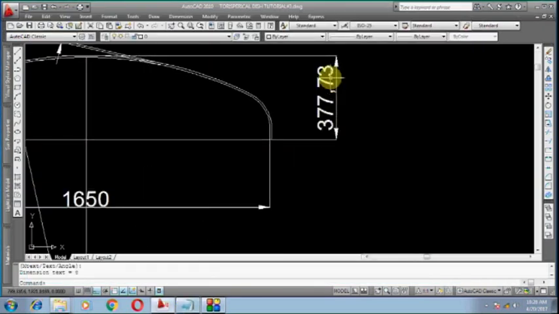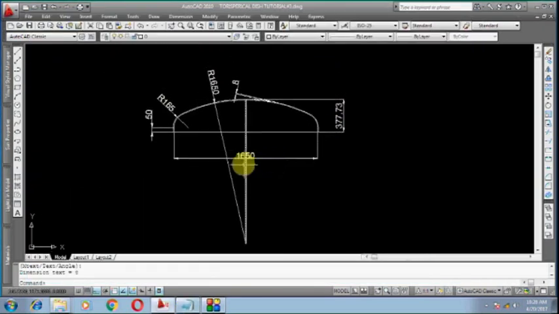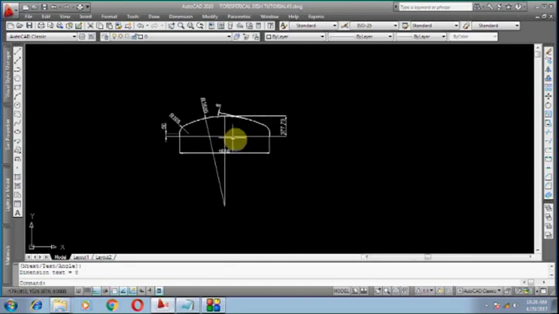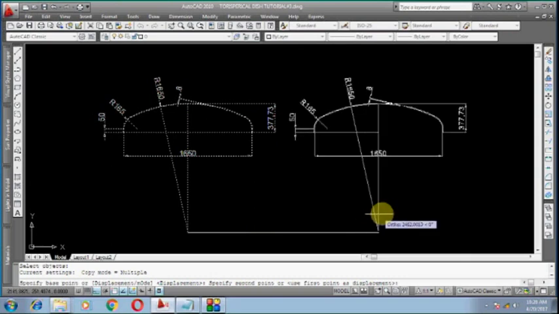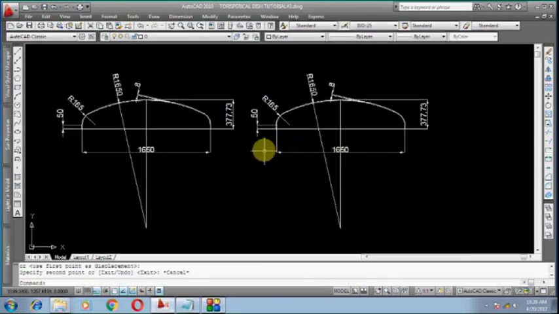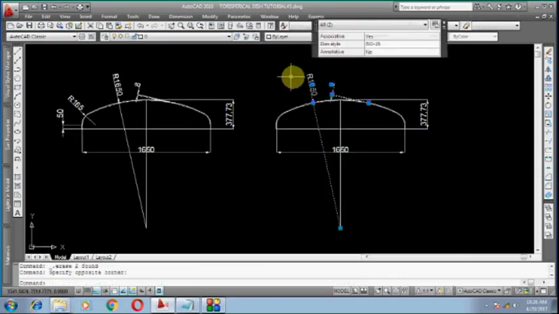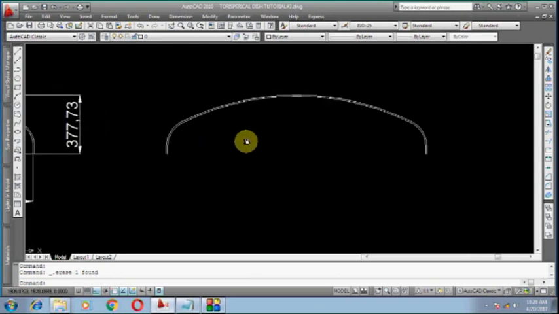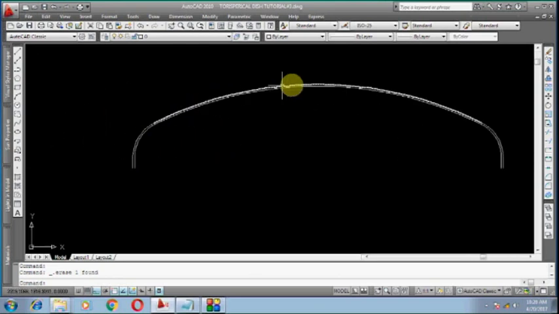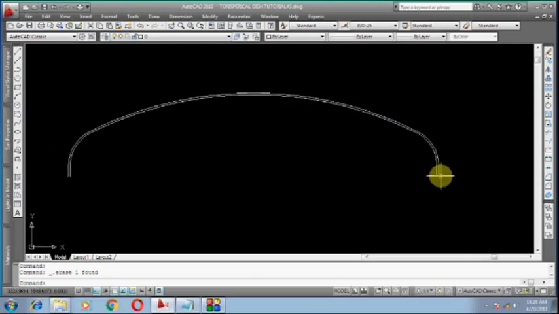Next, by using the copy command, copy the whole object to this place and delete all the dimensions. How does the torispherical dish look? This is the torispherical dish.